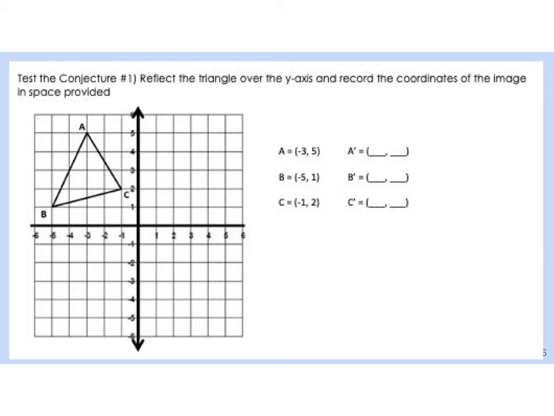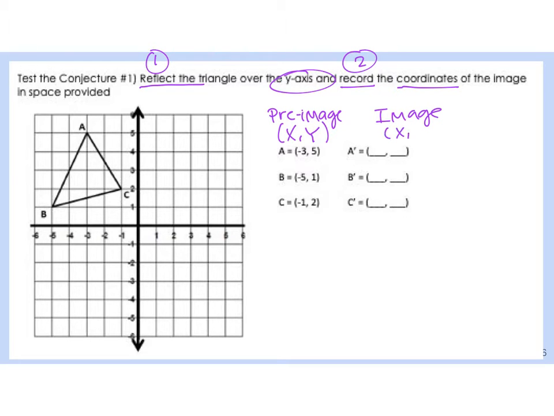Okay, so now we're gonna learn how do I do reflections, and then we're gonna notice some differences for these coordinates as well. So I need to reflect over the y-axis, and so the first thing I'm doing is reflecting. The second thing I'm doing is record the coordinates. So this is x first and then y, and this is my pre-image. So here is where I'm going to put the coordinates for the image. So I'm reflecting across the y-axis, so add your arrows.